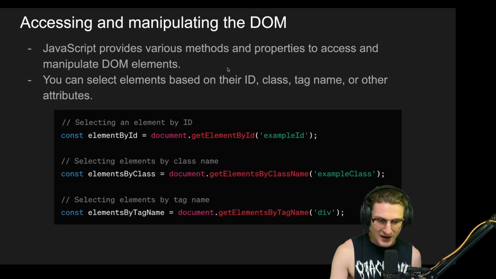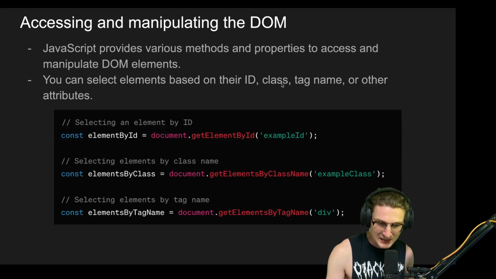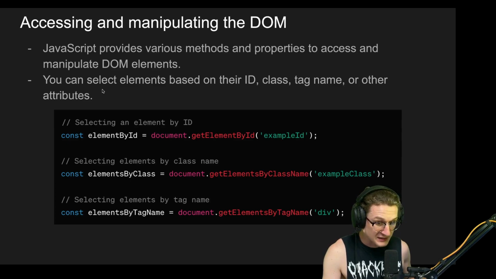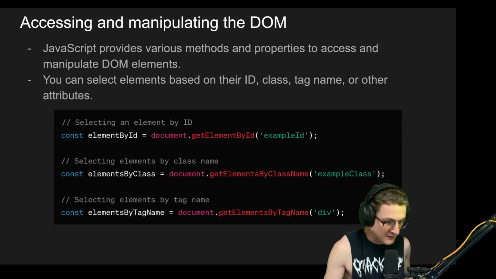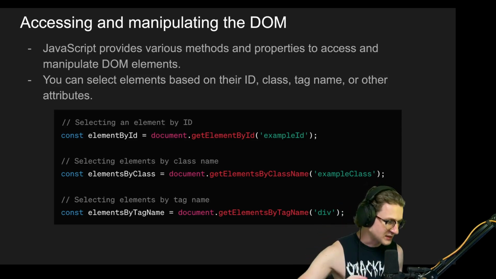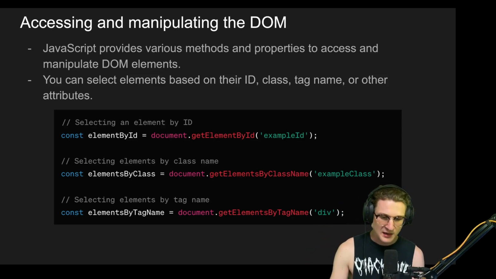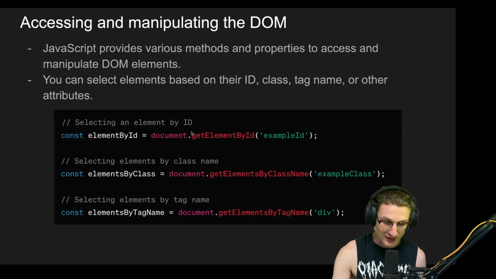So JavaScript provides various methods and properties to access and manipulate DOM elements. You can select elements based on their ID, their class, their tag name, or other attributes. So we've mainly used class name when we were learning CSS, right? So you have an element and you put a class name on it. And then with that class name, you can put styles on it. It's basically how it's gone. But here we can actually grab by IDs as well. We can grab by the actual tag name. So let's look at these code examples.